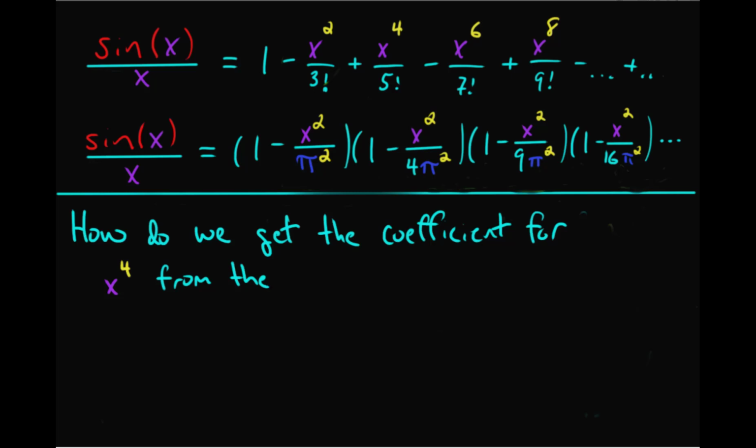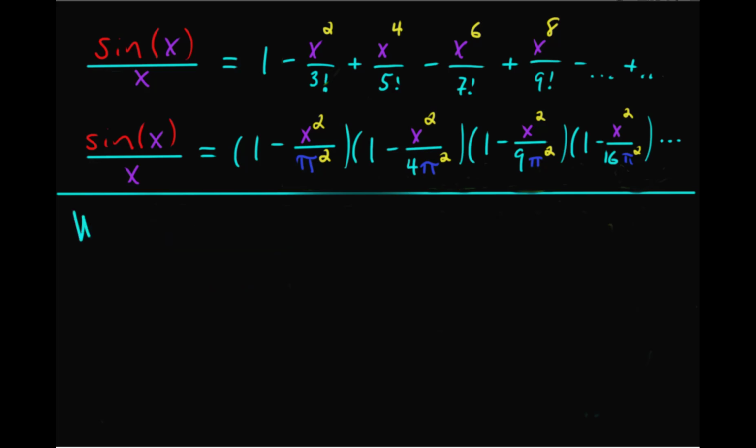So the first thing we need to look at is how we would determine the coefficient for the term x to the fourth by expanding out the infinite product formula for sine of x over x. And notice, by the way, that there's no way to get an x cubed term or an x to the fifth term. We only get even powers of x, which is reflected in the fact that in the Taylor series for sine x over x, we only see even powers of x as well.